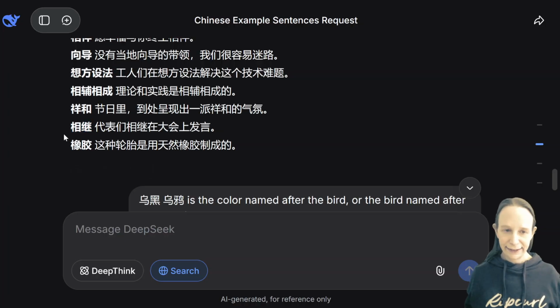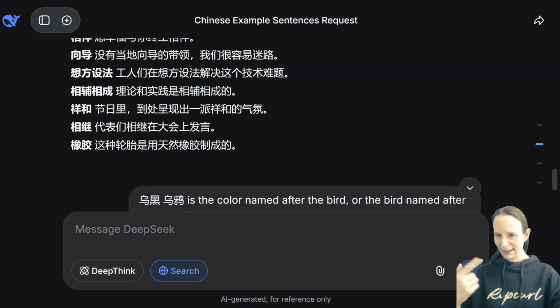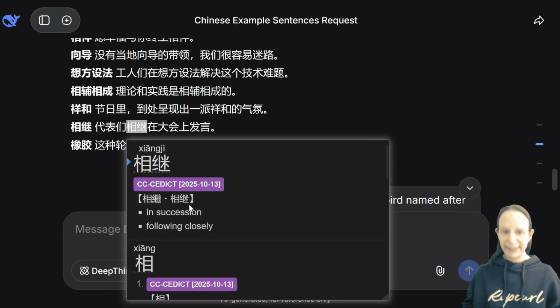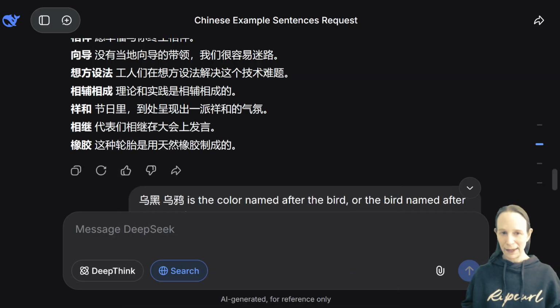What is this? 相继. No, I got nothing. 代表们相继. Oh, this is like in succession, is it? 相继在大会上发言. Yeah, so it's like one after the other. 相继, in succession. 继 is 继续的继. All right.